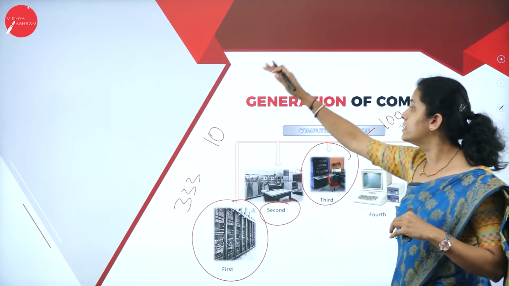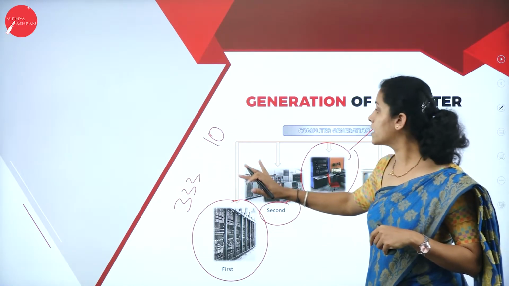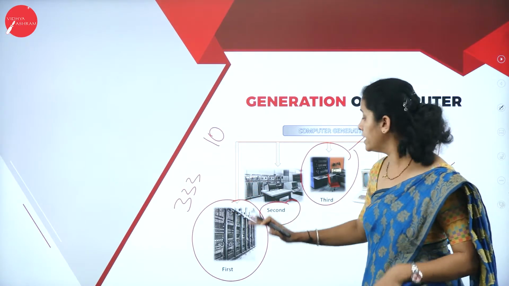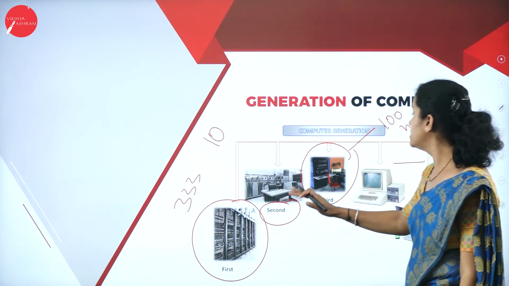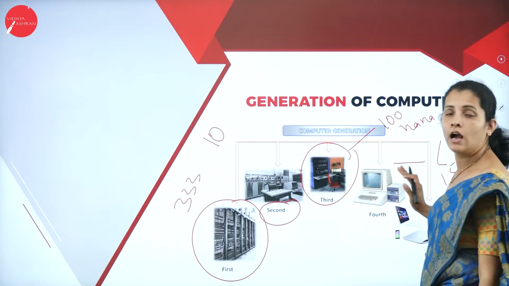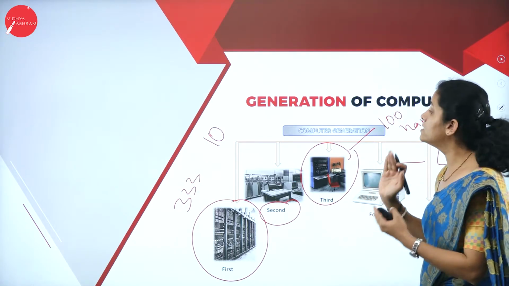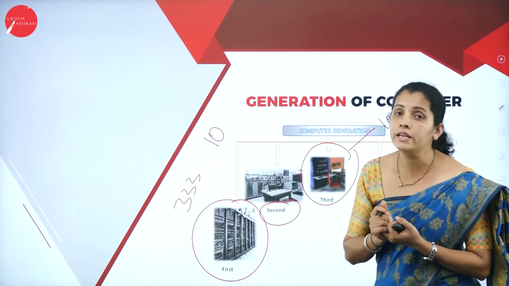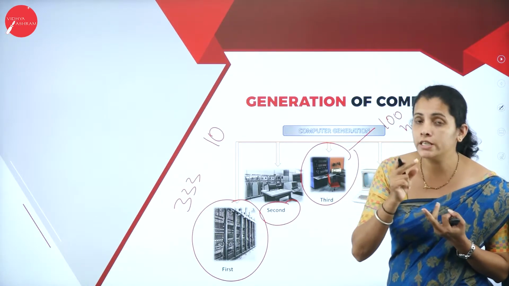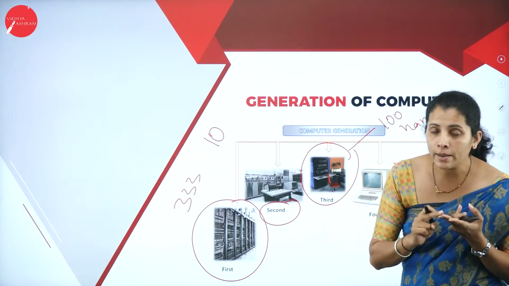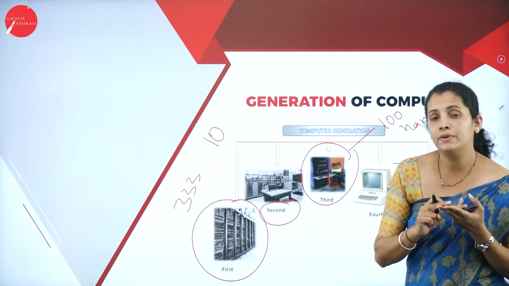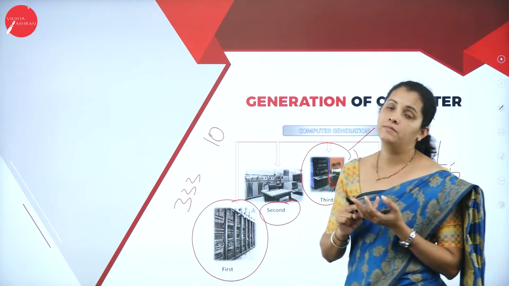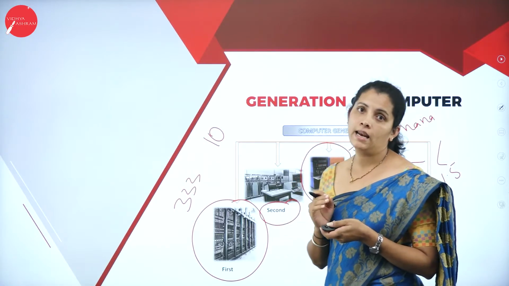These are some of the generations of computer system. That means the generations of computer systems are classified into 5 different categories: first generation, second generation, third generation, fourth and fifth generation. And the generation of the computer varies according to the switching device used, memory capacity, execution speed, as well as operating system, as well as programming language.